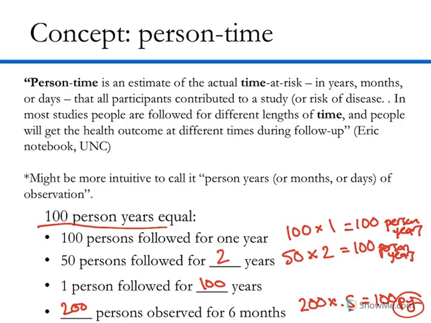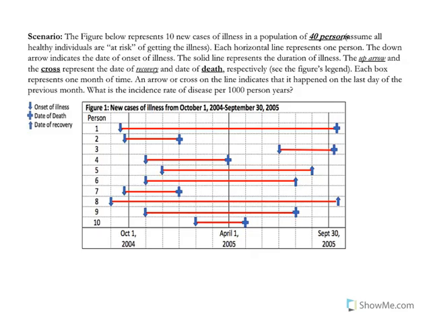The other thing that you could also do is follow people for different amounts of time. So we could follow, say, 50 people for a year, 50 people for half a year, and another 50 people for 2 years, and then we can average out the amount of time that all of those people were followed, and come up with the amount of person time in total from all of those. So to better illustrate this concept and to illustrate calculating our incidence rate, let's go through an example.